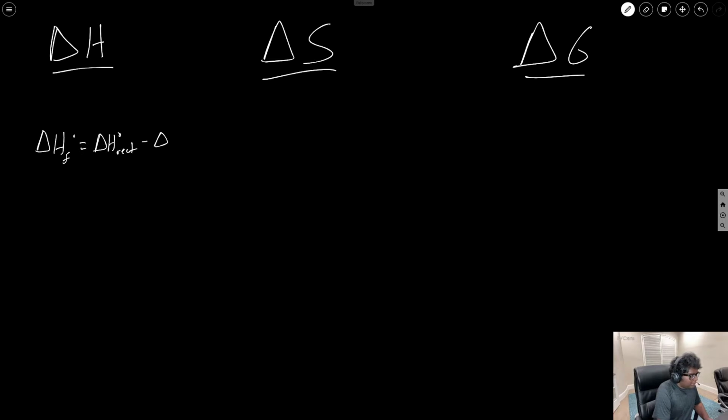Reactants minus products. Delta H of reaction. Now that is products minus reactants.